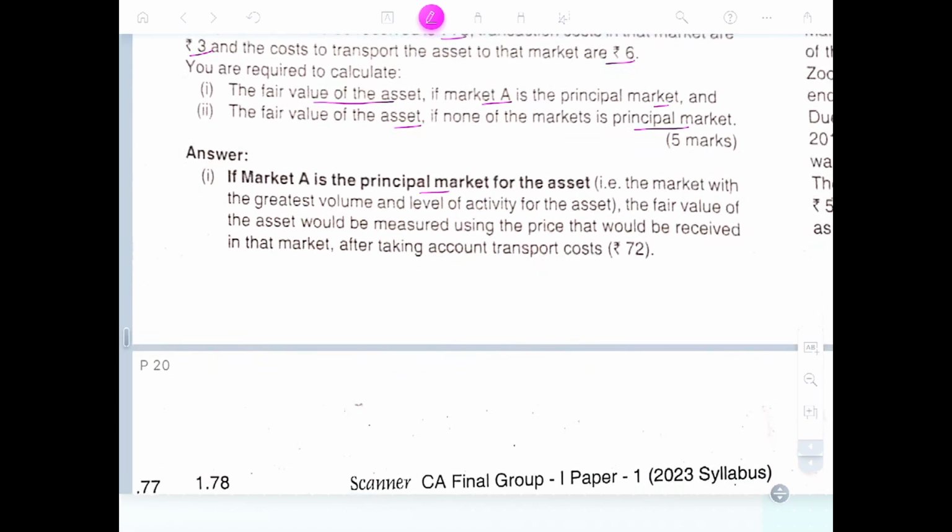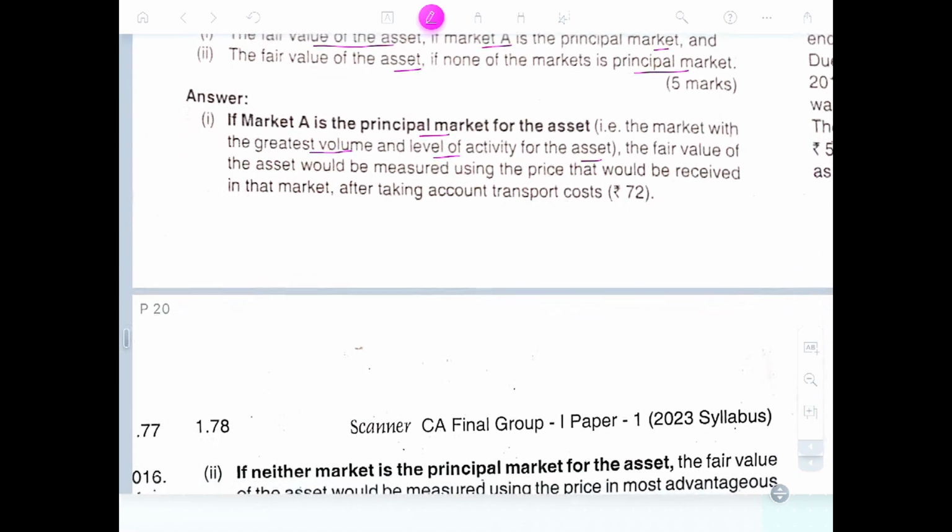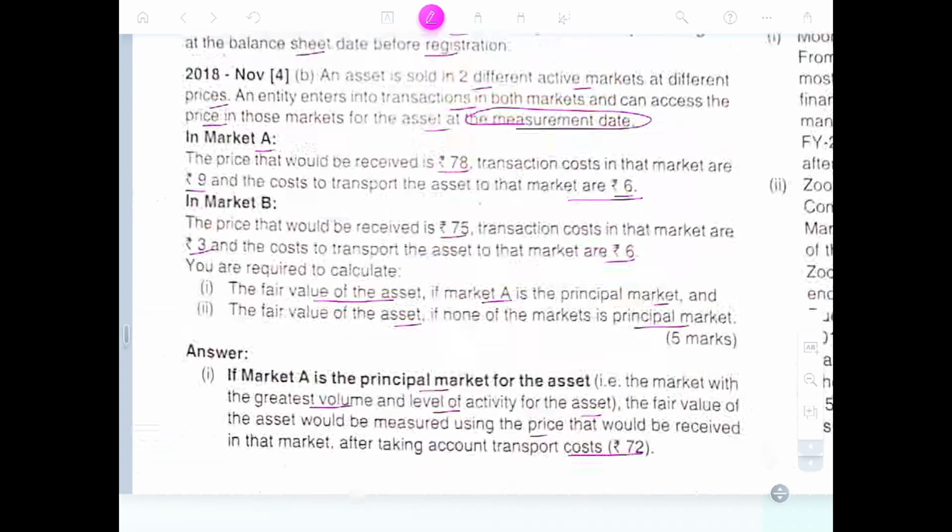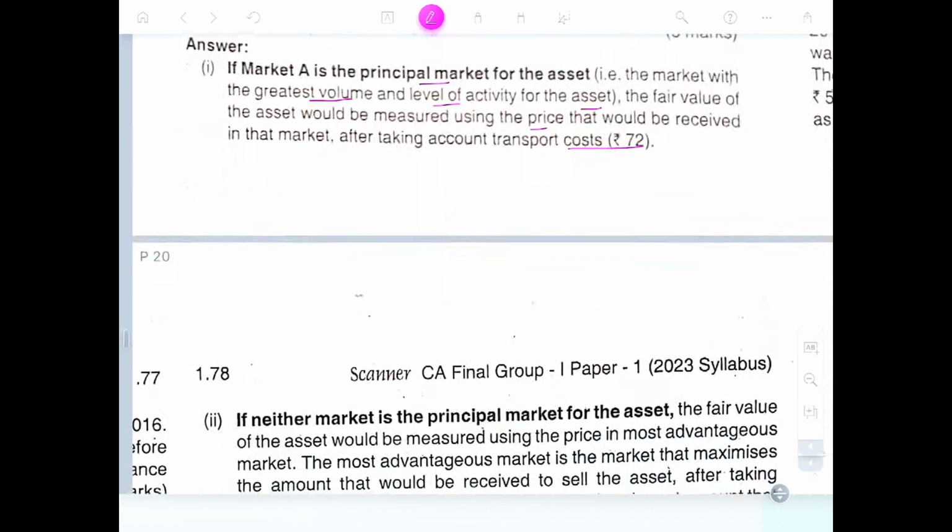If market A is the principal market for the asset, that is the market with the greater volume and level of activity for the asset, the fair value of the asset is measured using the price received in that market after taking account of transportation cost. That is 78 minus 6, that is 72.